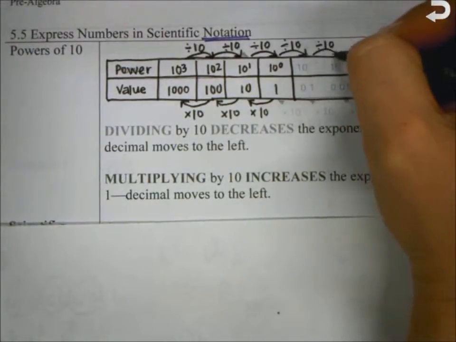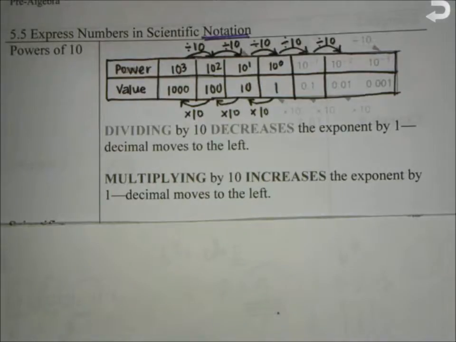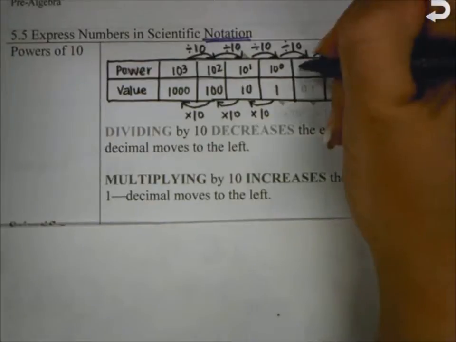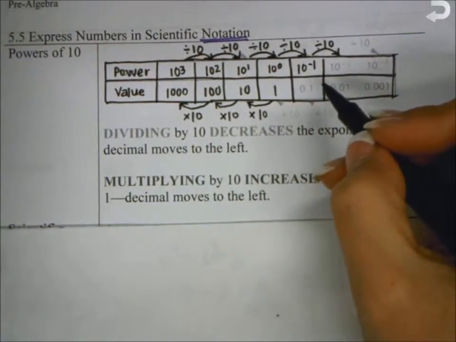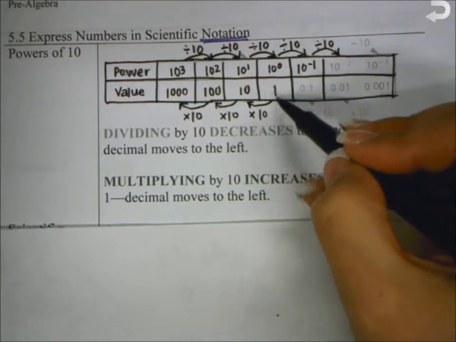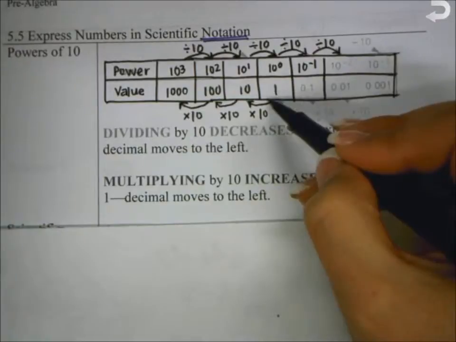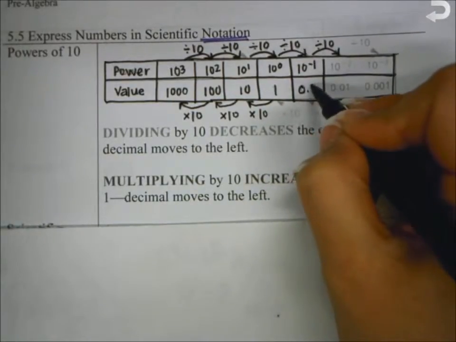Now what do you think is going to happen if I start going in the negative direction? The decimal place is going to move. So if I have 10 to the negative 1, what happens there? My decimal is going to move one spot to the left. So my answer is going to be 0.1.